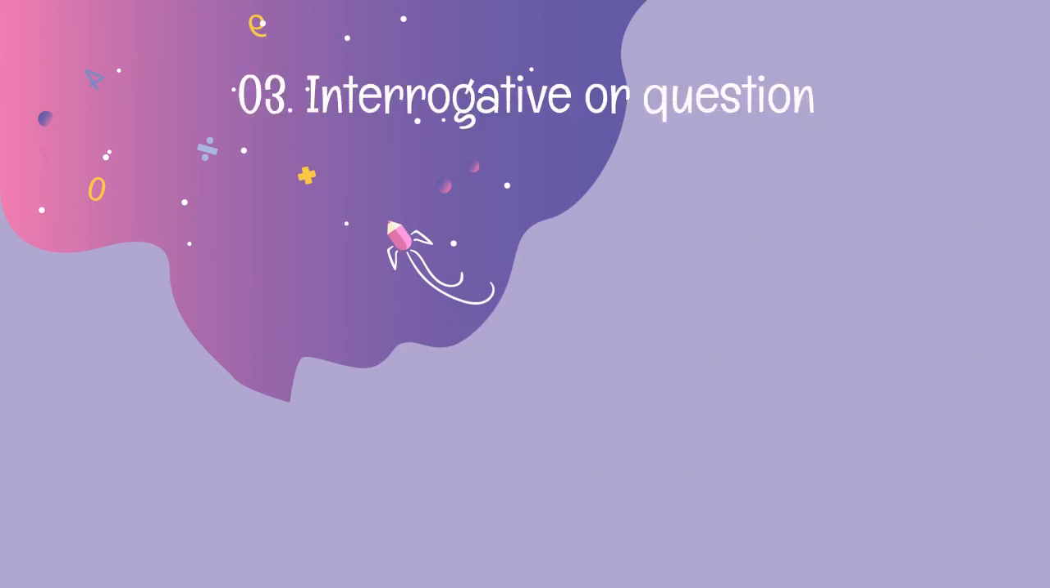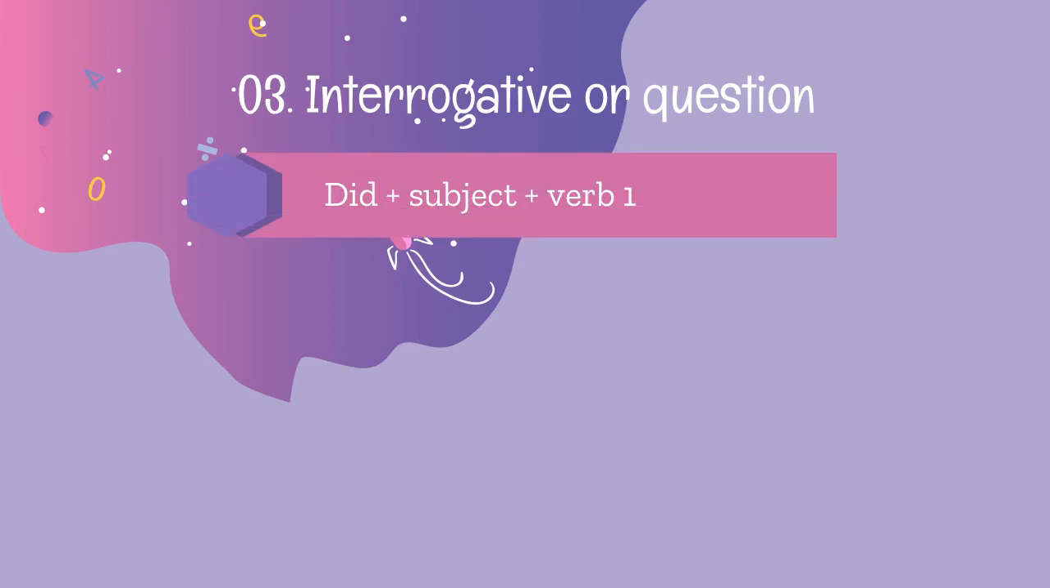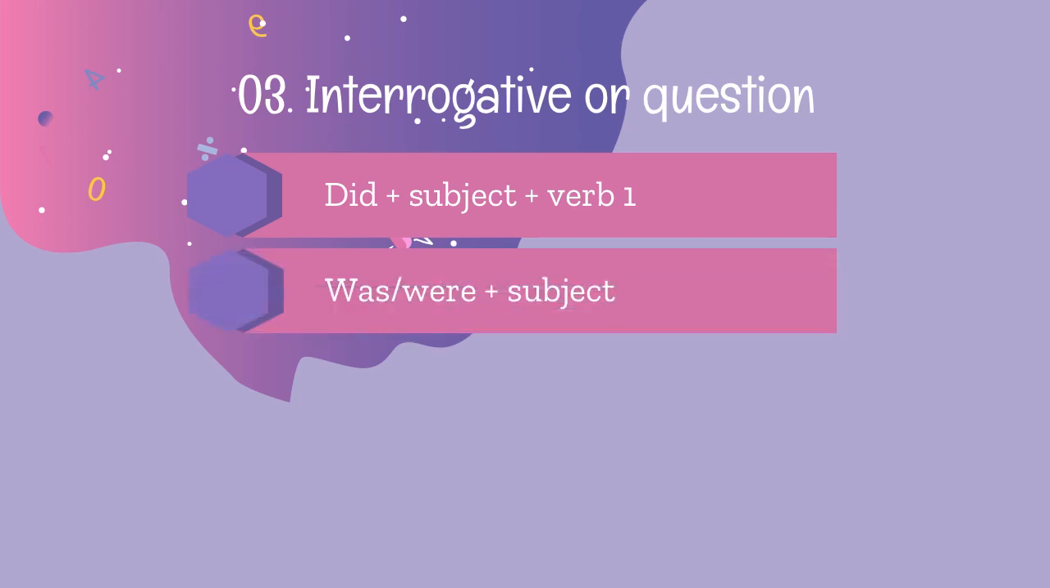Let's take a look at the interrogative or questions. There are some patterns that you need to know here. If you start the question with did, then use did, subject plus verb 1. Remember that you do not change the verb whenever you have did. And then was or were plus subject. If you use was or were at the beginning of the question, then you need to add the subject, but you do not need the verb.